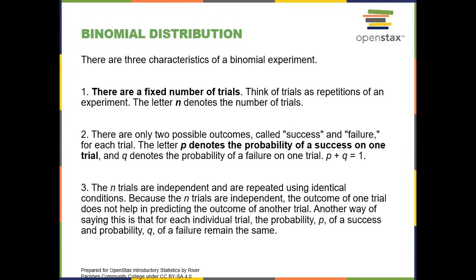The N trials are independent and are repeated using identical conditions. Because the N trials are independent, the outcome or result of one trial does not help in predicting the outcome of another trial. Another way of saying this is that for each individual trial, the probability P of a success and the probability Q of a failure remains the same.